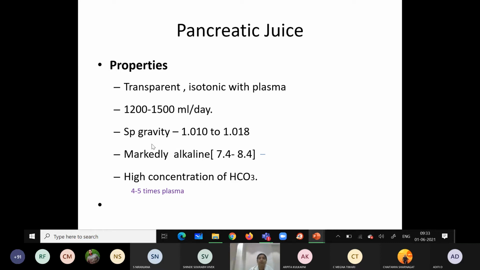Okay, so specific gravity, and the most important point for pancreatic juice is its alkalinity. Now you can see the pH of pancreatic juice is 7.4 to 8.4. This is the most alkaline juice secreted in the whole GIT. Whereas, see, it is exactly opposite to the gastric juice. If you remember gastric juice, what is the pH of gastric juice? Anyone can tell me? 1.5 to 3.5. Yes, it is highly acidic, right?